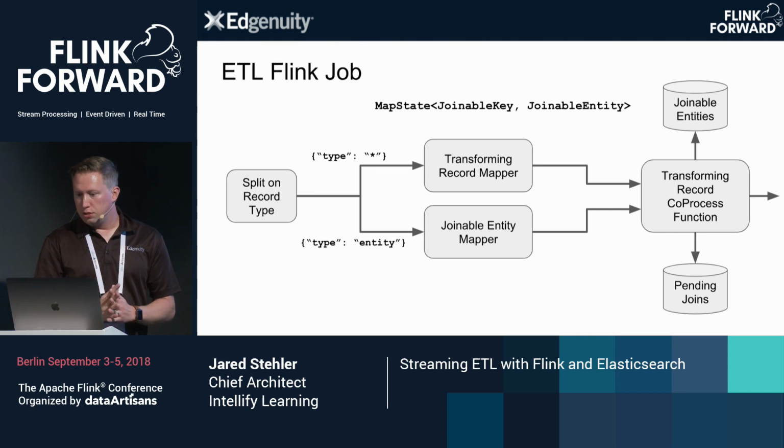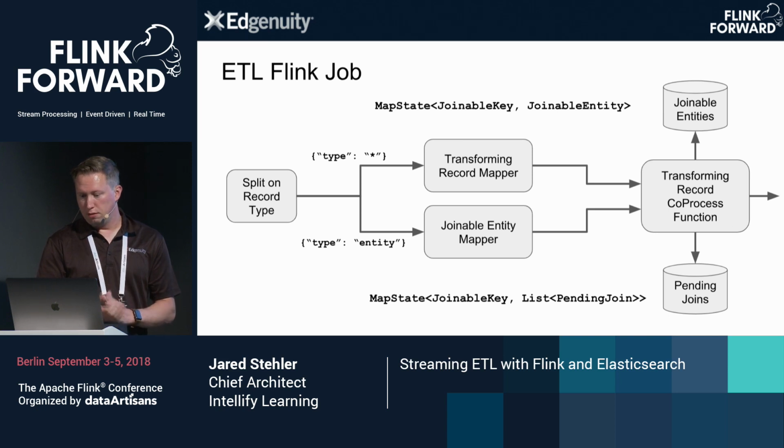And you'll see here that the transforming co-process function stores all the joinable entities in a map state by joinable key, and then also stores by joinable key a map of pending joins that are waiting on that specific key. So as records flow through, if a new record flows through on the B side of the co-process from a joinable entity, we're able to look in that lower pending join state and pull out all the records that are waiting on that particular key and fulfill those joins, and then additionally populate the upper for future events that come through.